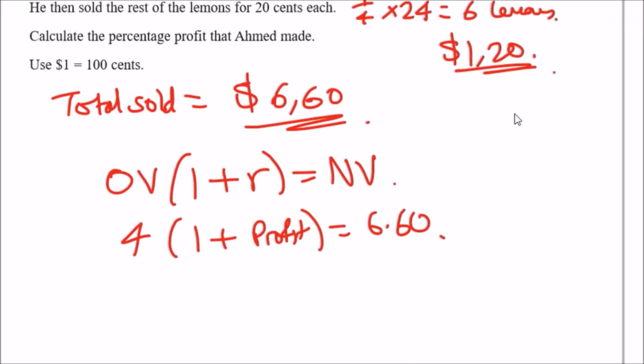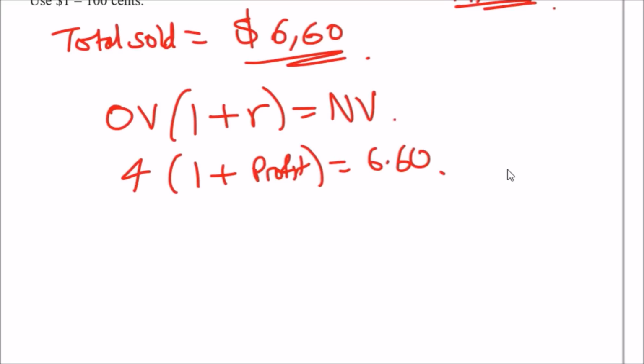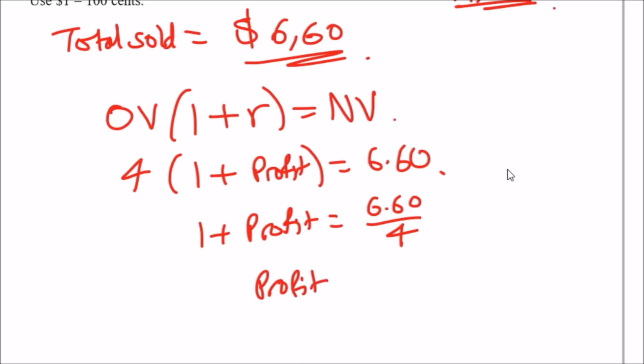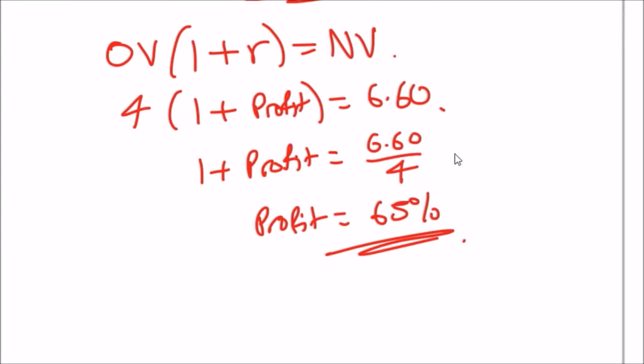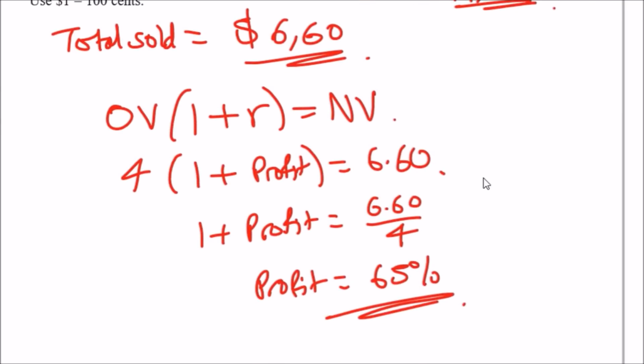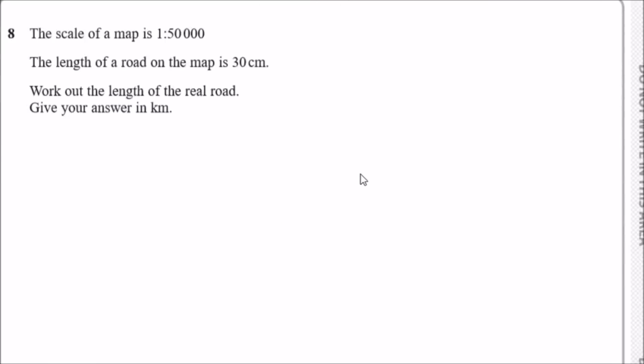Now just do some little quick maths here. So firstly, divide 4 across. So you're going to have 1 plus the profit equals 660 divided by 4. You can just write this here because everything is on a calculator. And then subtract your answer by 1 to calculate the exact profit percentage. So 660 divided by 4 minus 1 will give us exactly 65% profit. Not bad. So he made a profit of 65% from the $4. That is quite good. Okay, anyway, let's move on here to number 8.